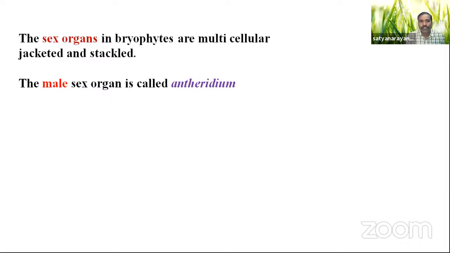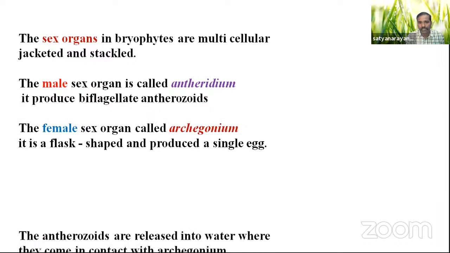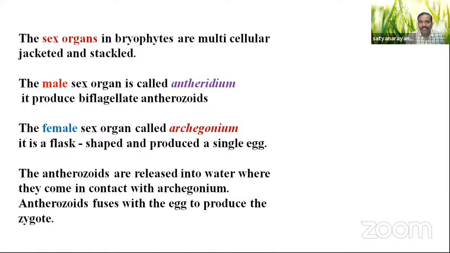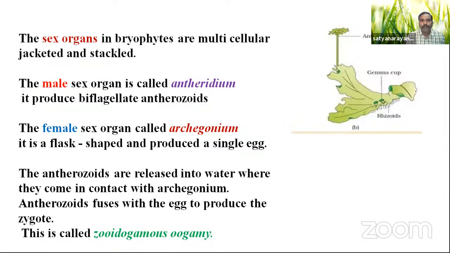Now, when it comes to the sex organs, in bryophytes the sex organs are multicellular, jacketed and stalk-like structures. In algae, the sex organs are unicellular. But in bryophytes, the sex organs are multicellular and jacket-like. Within the multicellular structure, we can find neck cells, egg cells, and cap cells also. So 8 to 16 cells are formed to make the sex organ.